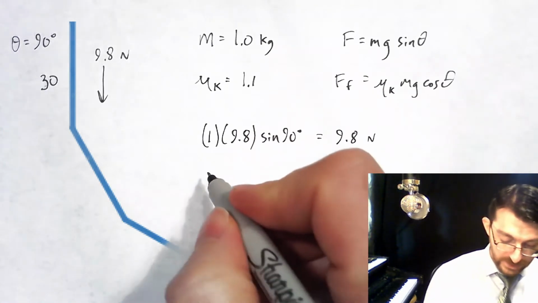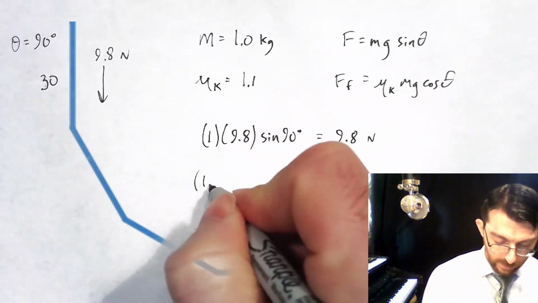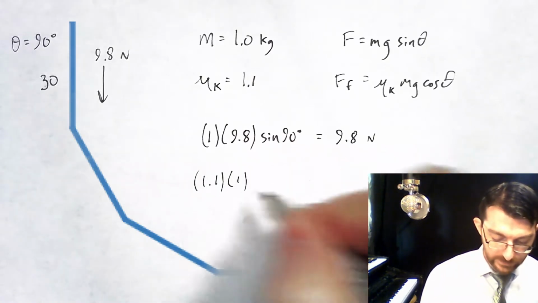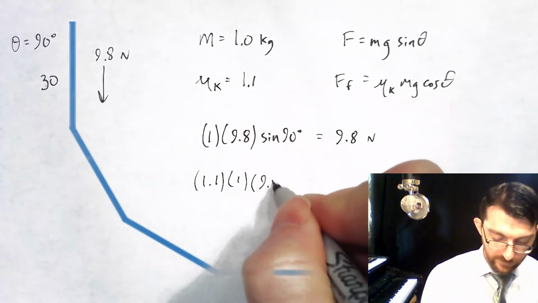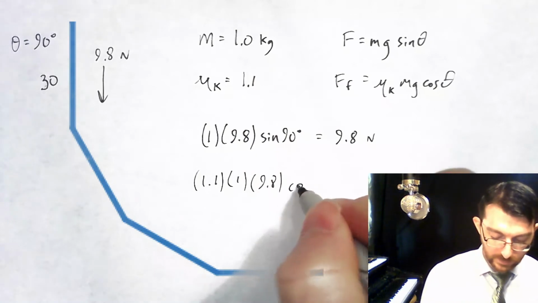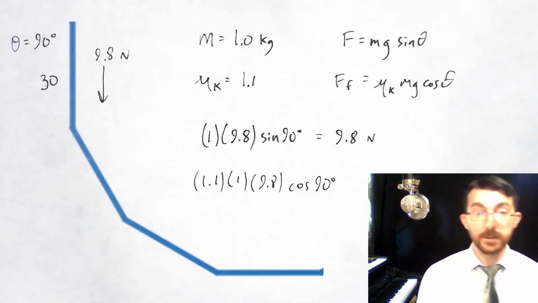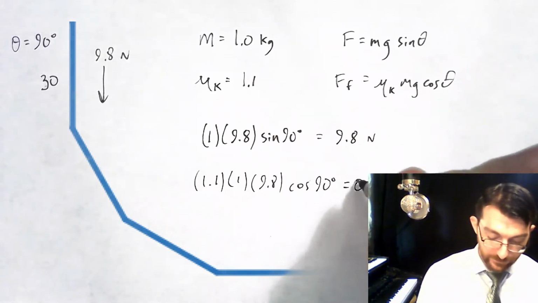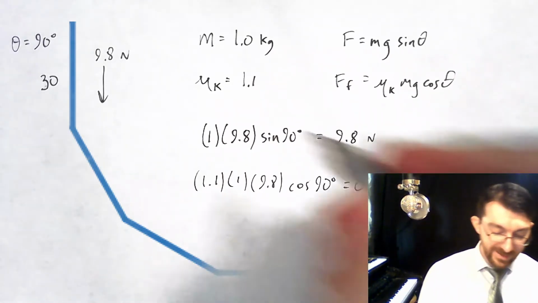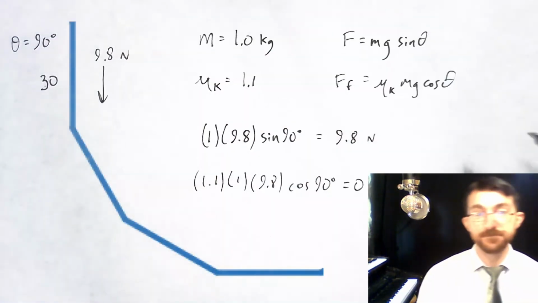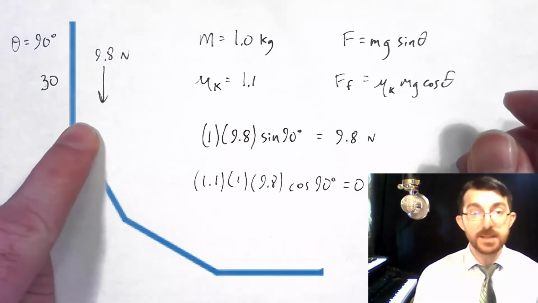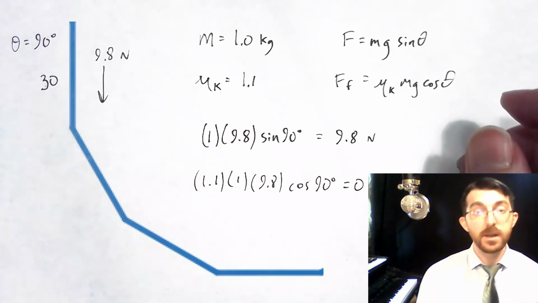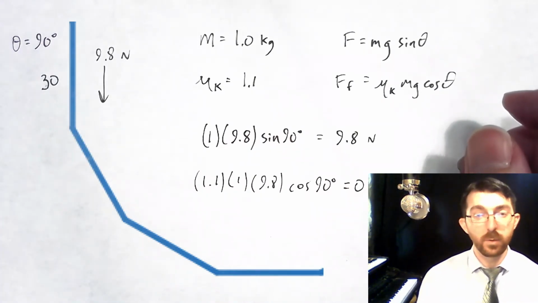Well, the force of friction is the coefficient times the mass times gravity times the cosine of 90. But since the cosine of 90 is 0, it means that all of that is 0. There is no friction to hold that back. And that means that is the sum. That's the net force on the object, 9.8 newtons for 30 meters.